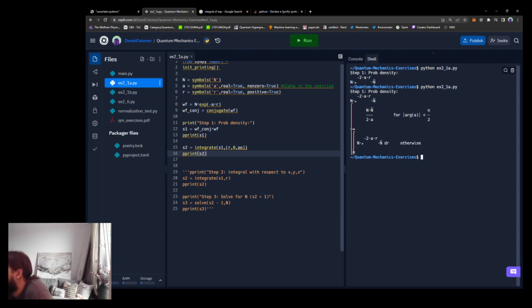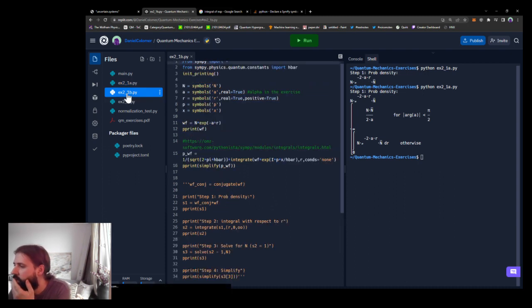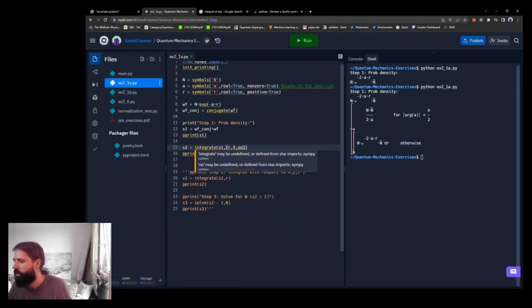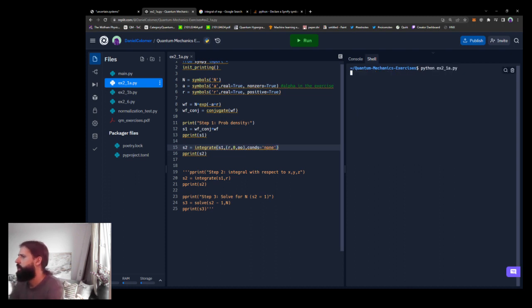Why? Wasn't there a way to say, what was that I was doing? I was doing something with this integration where I was saying conditions none. Oh, there you go. Conditions none. Because I don't wanna, but is this gonna give me the one that I want? That gives me this one.